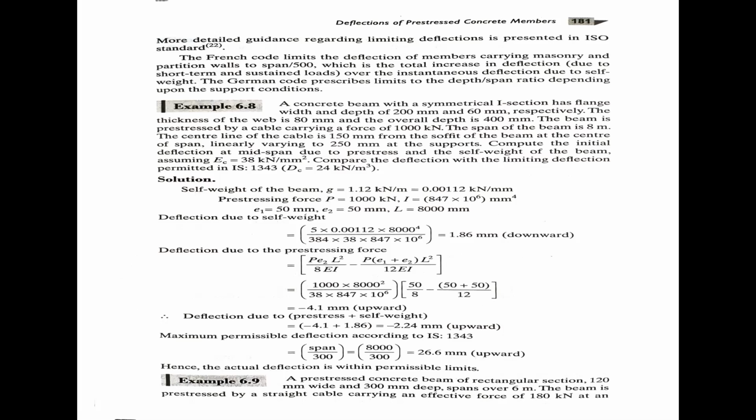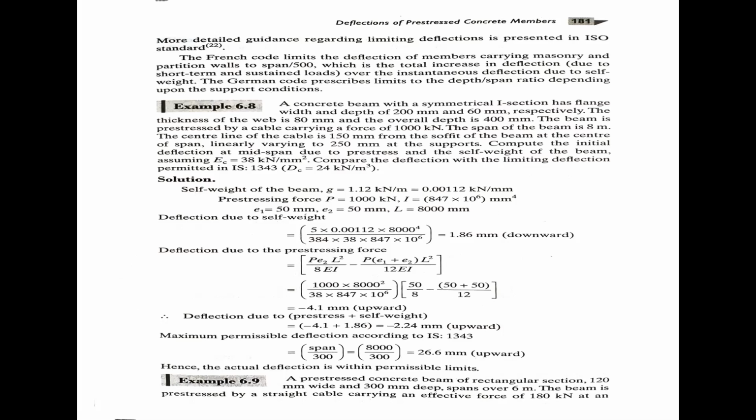The center line of the cable is 150 mm from the soffit of the beam at the support, linearly varying to 250 mm at the center of span. That means 250 minus 150, a difference of 100 mm. That means two eccentricities, E1 equal to 50 mm, E2 equal to 50 mm.